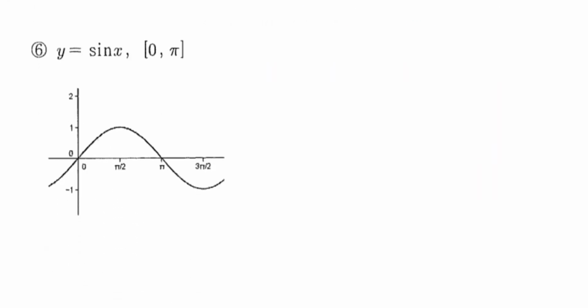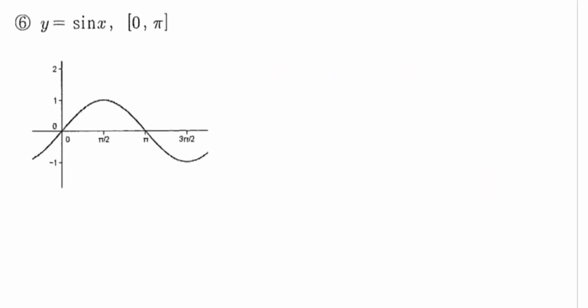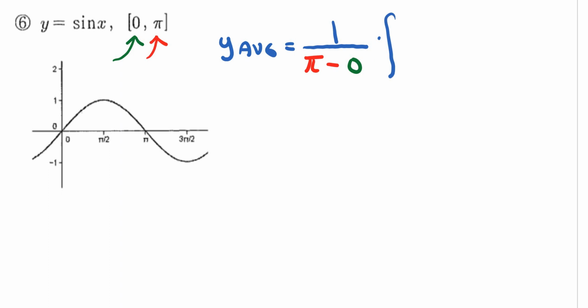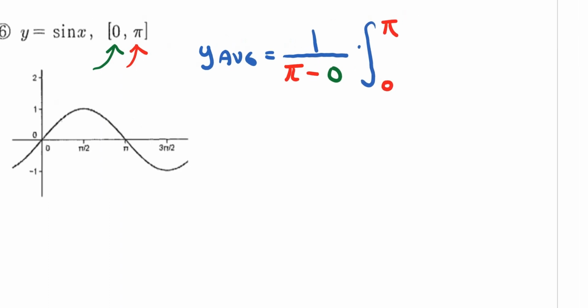I guess next one here, we have a trig function, so these are always great. So I need to find the average value here. And just like the previous problem, let's just jump right into the formula. My upper bound is pi, minus my lower bound, which is 0, so 1 over pi minus 0 times the integral from 0 to pi. My function here is sine x, being integrated with respect to x, so I need a dx here.